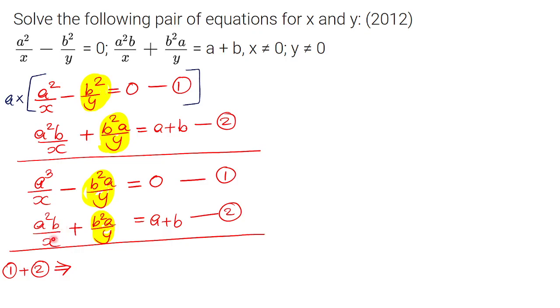So on the left side I am going to add a cube by x plus a square b by x. Now it is not tough. The left side is added. This term will be cancelled. You know that. The right side will be 0 plus a plus b, which is a plus b itself.